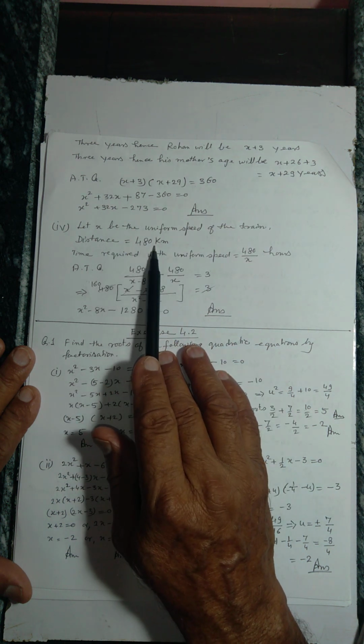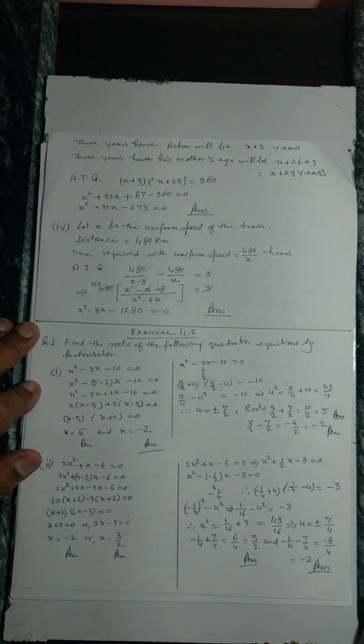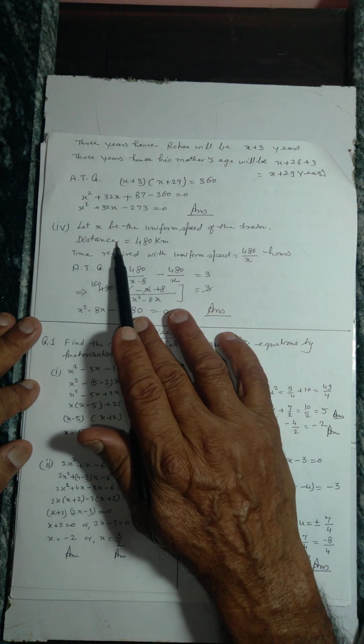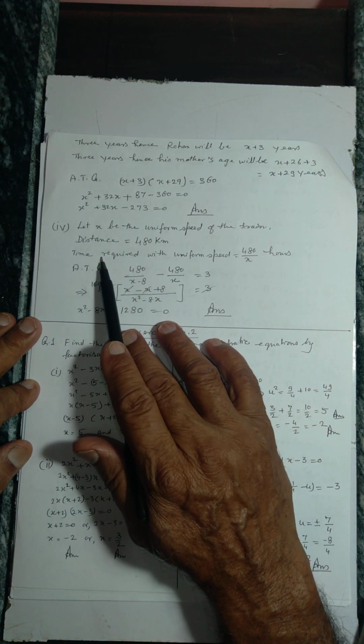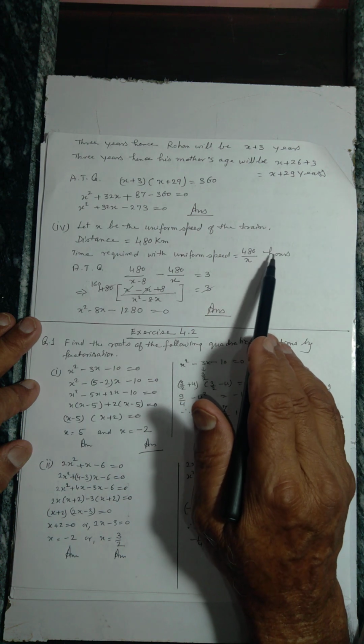Now, the fourth part. A train travels a distance of 480 kilometers at a uniform speed. If the speed had been 8 kilometers less, then it would have taken 3 hours more to cover the same distance. We need to find the speed of the train. So here I have taken x to be the uniform speed of the train. Distance is 480 kilometers. Time required with the uniform speed is 480 divided by x hours.